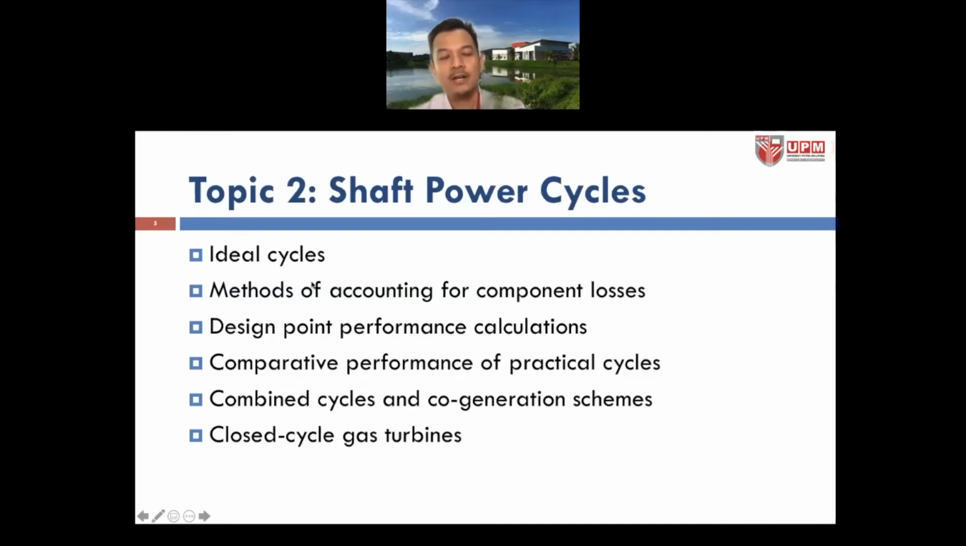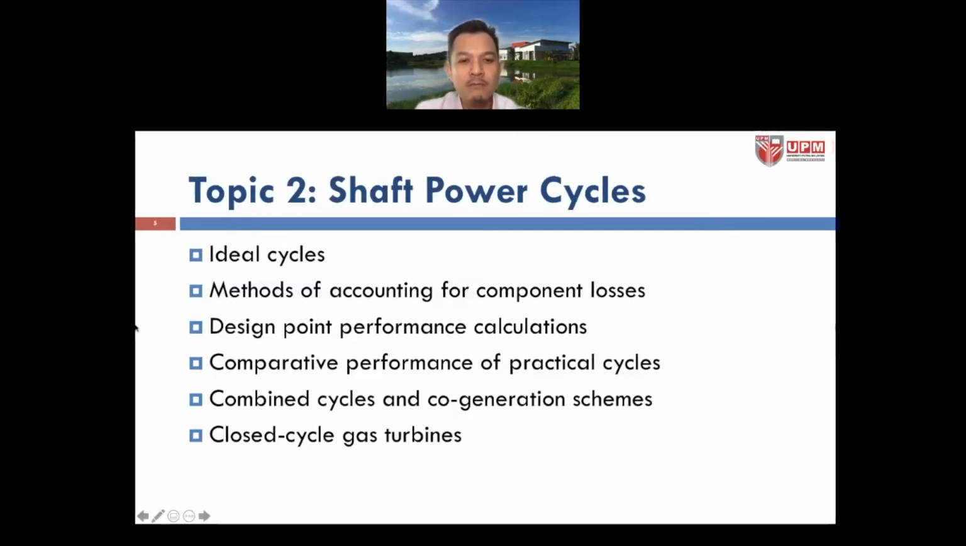You have already been introduced to the Brayton cycle and jet engine cycles in your propulsion subject. And this is just a continuation. We will look at shaft power cycles, and we will also focus on the methods of accounting for component losses, right? And then look into the design point performance calculations, and we will also analyze the performance of practical cycles, comparative performance, where we look into combined cycles and cogeneration schemes, different arrangements, and finally closed cycle for gas turbines.